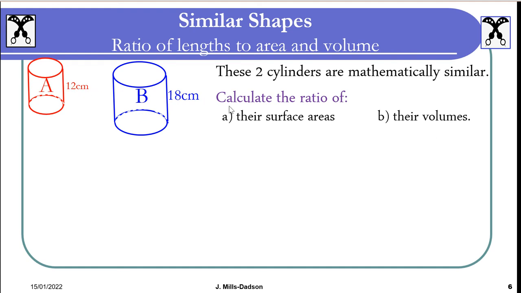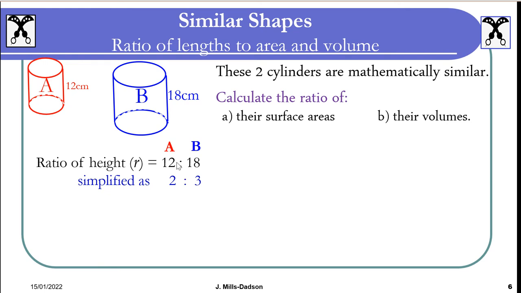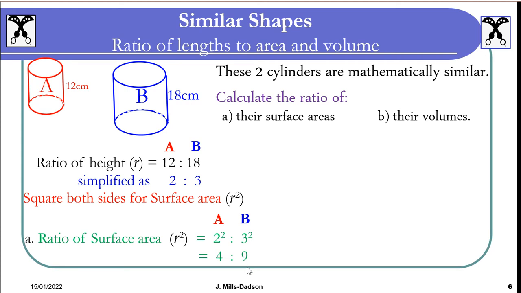So we use the height to work out R and change R into R squared to work out surface area. So ratio A and B is 12 to 18. Simplified by dividing by 6, 2:3. Always simplify where possible. Change R to R squared by squaring both sides. So you have 4:9. So ratio of surface area is 4:9.